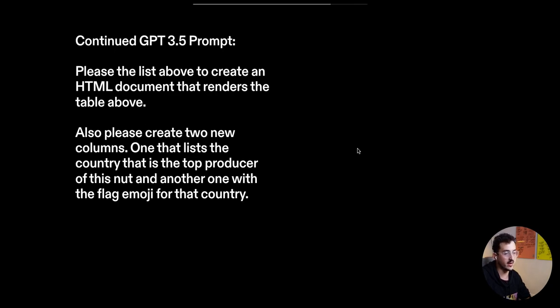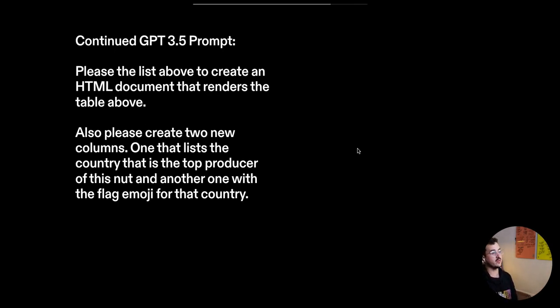What I'm telling the model right now is: please use the above to create an HTML document that renders the table above. Also, please create two new columns, one that lists the country that is the top producer of this nut, and another one with the flag emoji for that country.